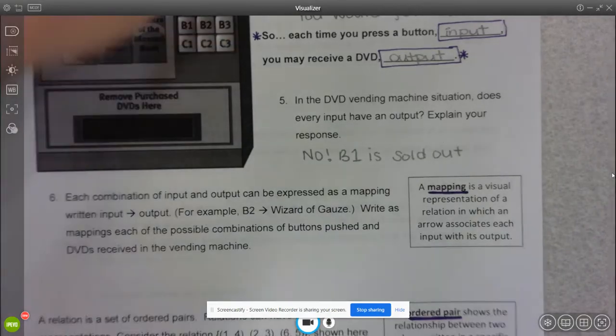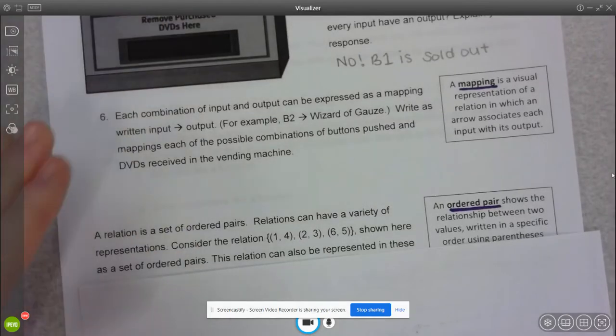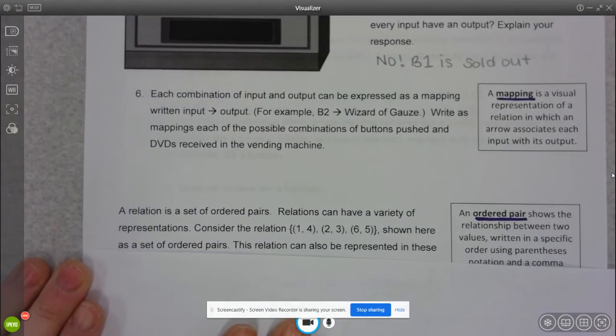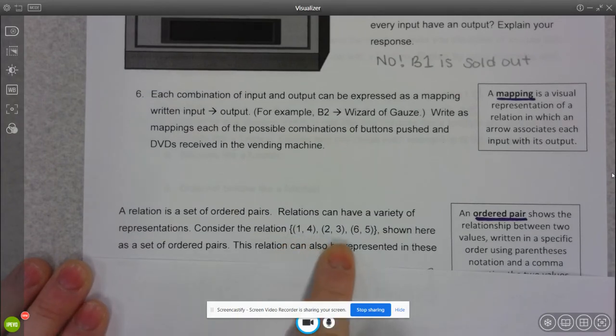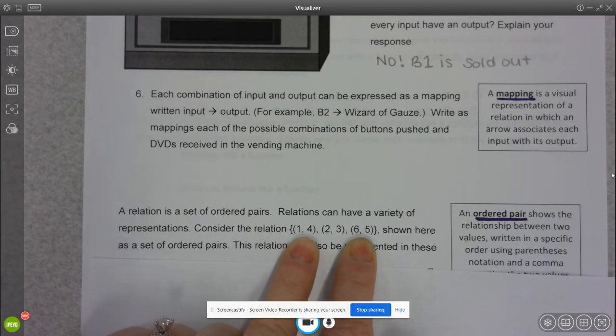So the next way that we could represent these inputs and outputs is an ordered pair. It's going to look like this. It's going to have those curly parentheses that are called braces on the outside, and then we write them as points. We do parentheses and we separate the input and the output by a comma. We put our input first and our output second.